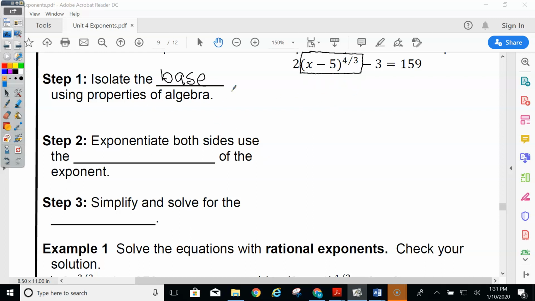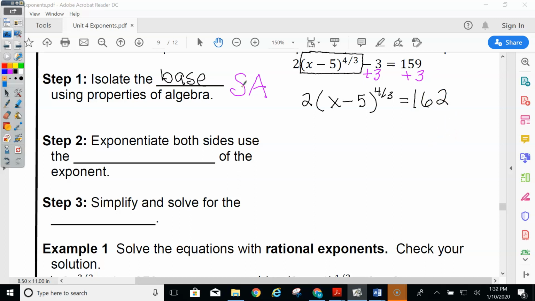So if you look at our little poster, first is subtract or add. So we want to subtract or add anything outside of this. The -3 is outside, so we add the 3 to the other side. So we're going to end up with 2 times (x minus 5) to the 4/3 equals, I go ahead and add this together, and we get 162.